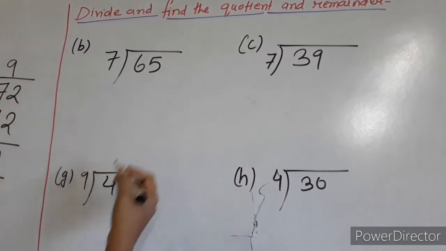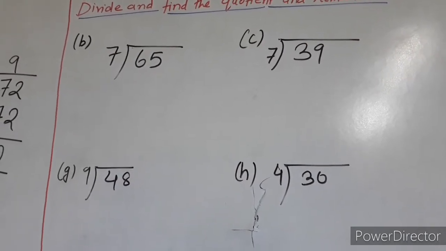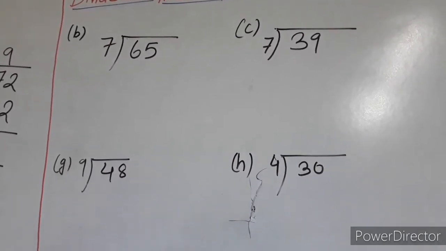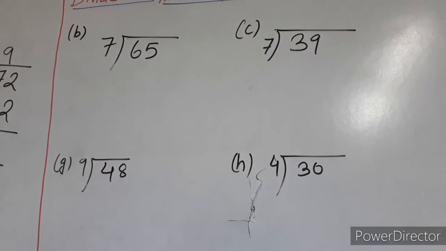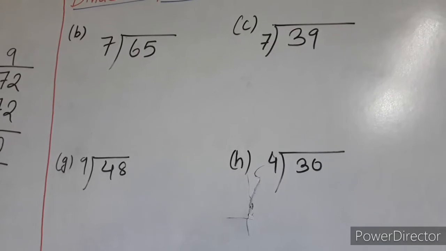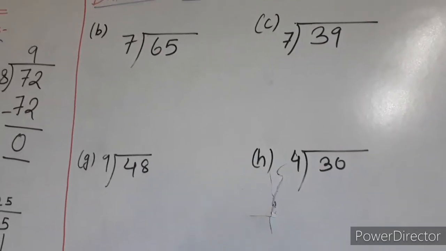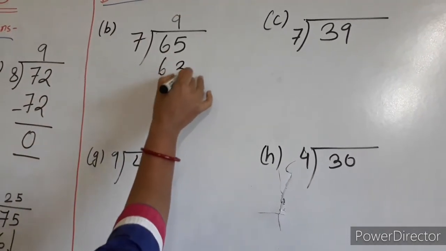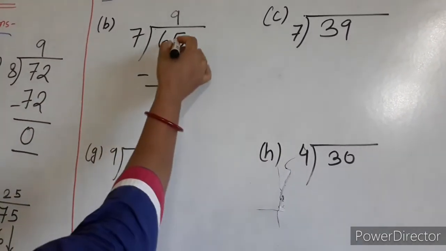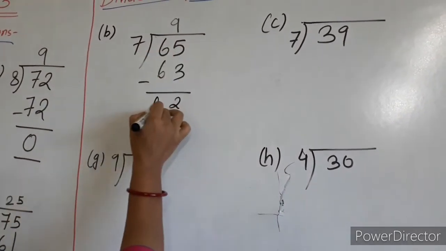So we have to just find the table of 7. 7 1 is 7, 7 2 is 14, 7 3 is 21, 7 4 is 28, 7 5 is 35, 7 6 is 42, and 7 7 is 49. 7 8 is 56 and 7 9 is 63. So we can write 7 9 is 63. Here 5 minus 3 is 2 and 6 minus 6 is 0.